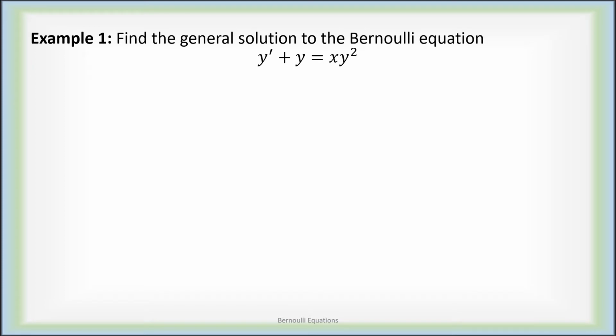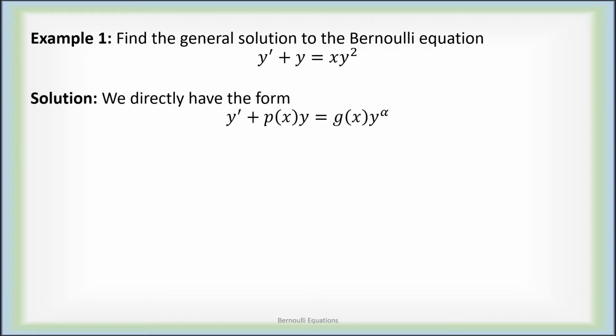Let's see this technique in action by finding a general solution to the Bernoulli equation y prime plus y equals xy squared. We directly have the form we want, where we have y prime plus a function of x times y equals a function of x times y to the alpha. Specifically, p of x is just 1, g of x is x, and alpha is 2.